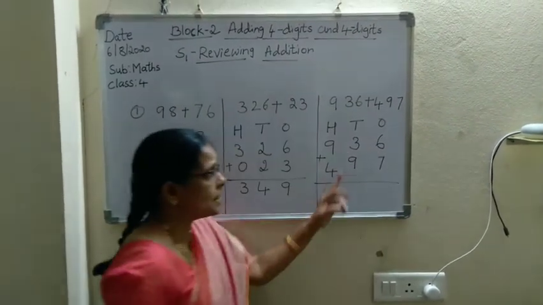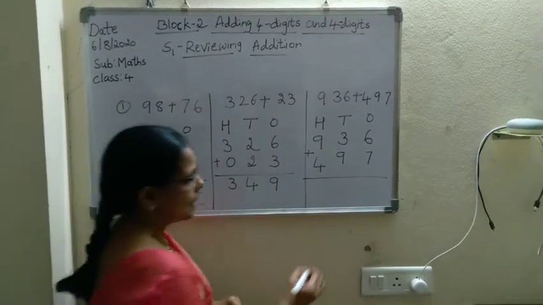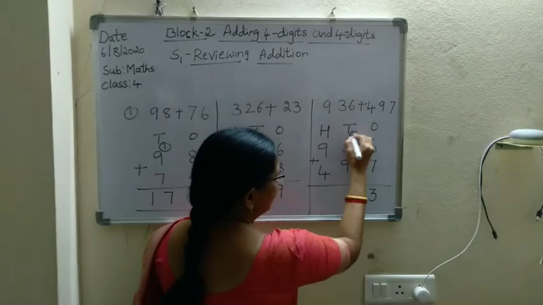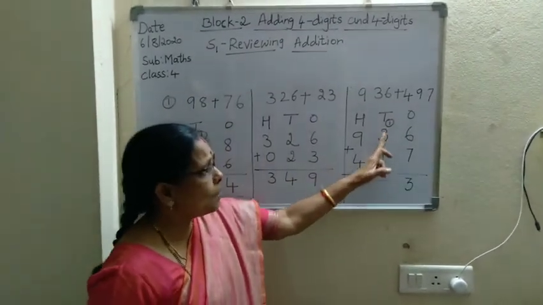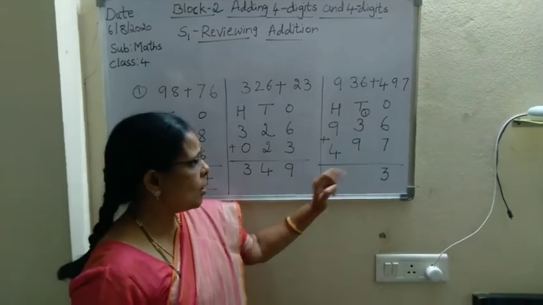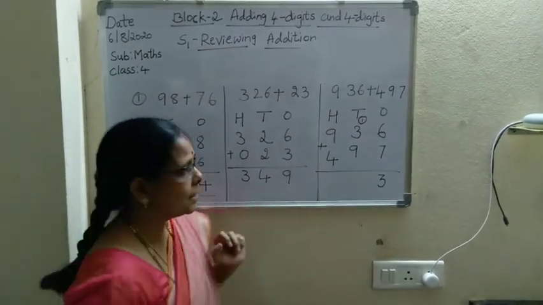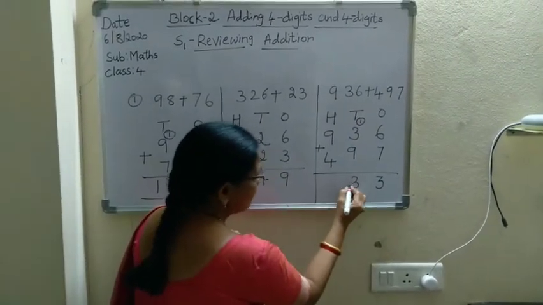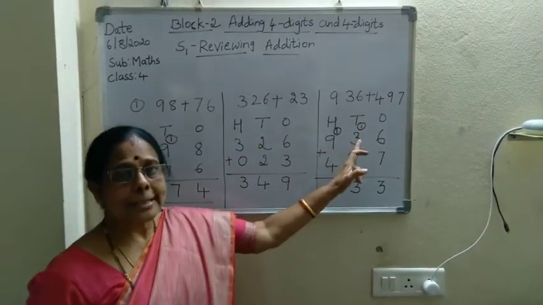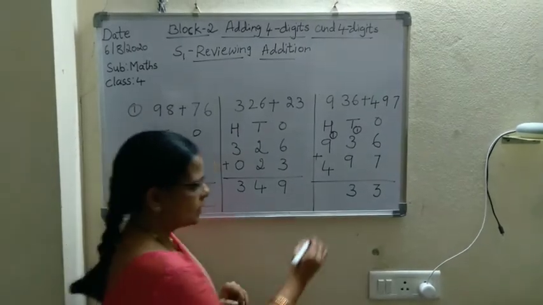Now add these, children. 6 plus 7 is 13. 1 carry. Now 3 plus 4 is 7, 7 plus 1 is 8. 4 plus 9 is 13. 1 carry. Now 9 plus 1 is 10. 10 plus 4 is 14.